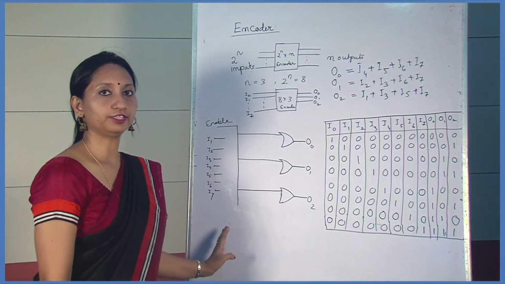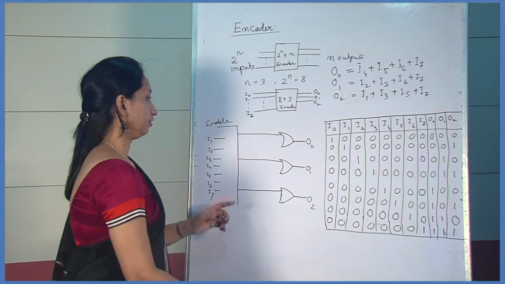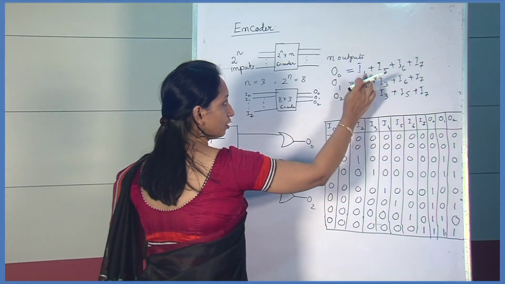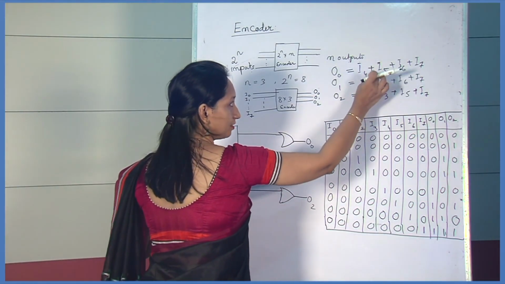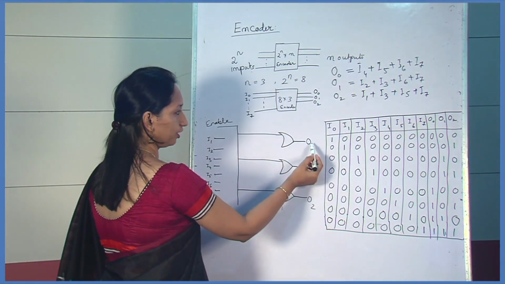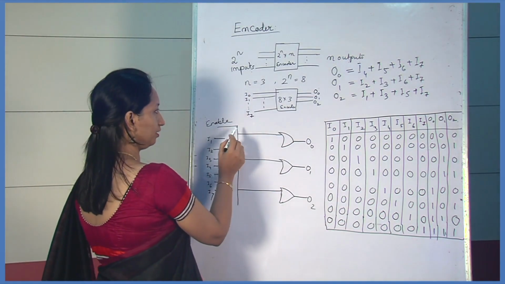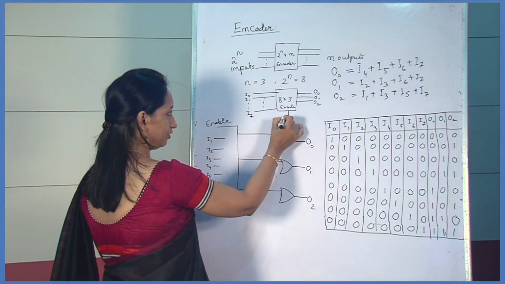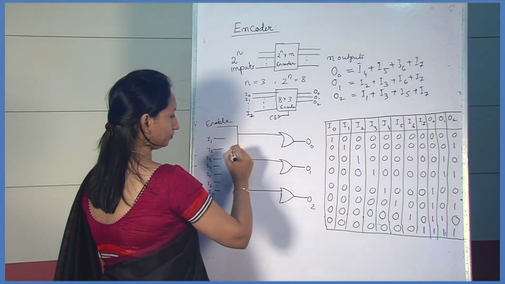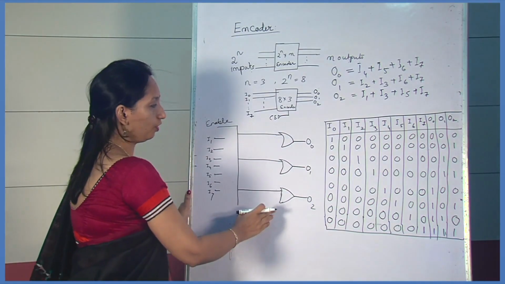Now we draw the logic diagram of 8x3 encoder. Here three outputs, so these are the combinations. Here we used 3 OR gates, and the outputs of the 3 OR gates are O0, O1 and O2. And here one enable input, that means to enable the chip an enable input is applied, and this enable input is applied to all the 3 OR gates.